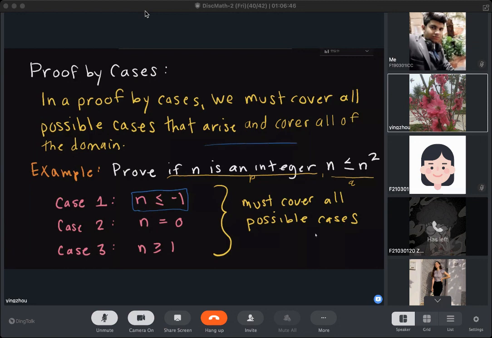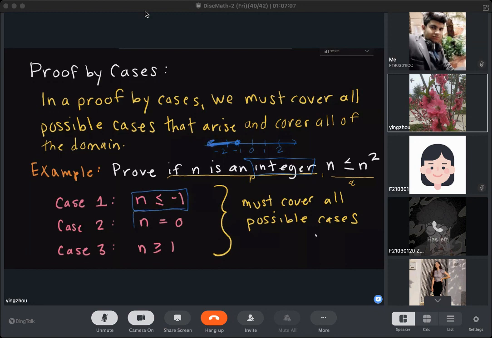So let's think about a number line here for a minute. Negative 2, negative 1, 0, 1, 2. And notice that I'm using just integers. So if I say n is less than or equal to negative 1, that gives me negative 1 and any integer to the left of that on my number line.